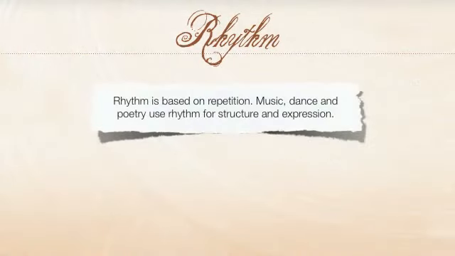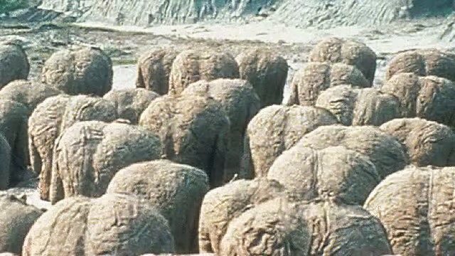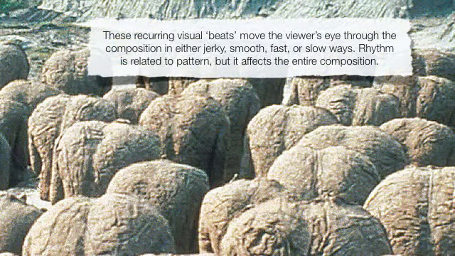Rhythm is based on repetition. Music, dance, and poetry use rhythm for structure and expression. Likewise, in a composition, rhythm is the repetition of carefully placed elements, separated by intervals. These recurring visual beats move the viewer's eye through the composition in either jerky, smooth, fast, or slow ways. Rhythm is related to pattern, but it affects the entire composition.